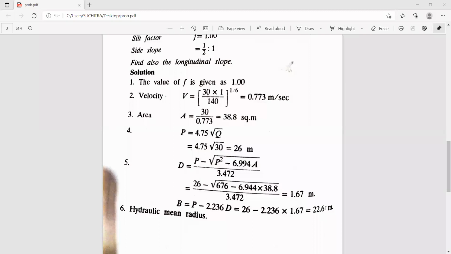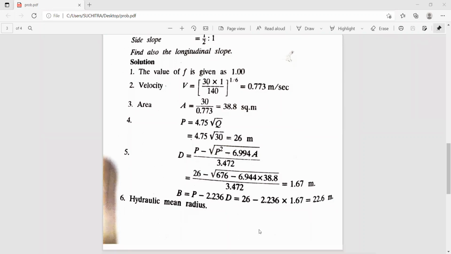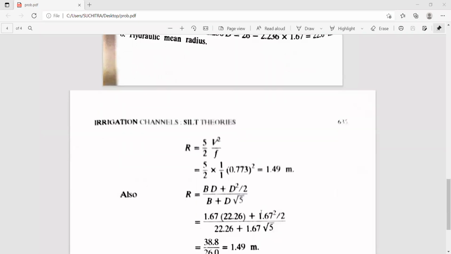And if the values are same, then whatever we have calculated, the area of cross section, the perimeter, the depth of flow, and the bed width, is okay. Now let us cross check whether the hydraulic mean depth obtained by those two equations are nearly the same.